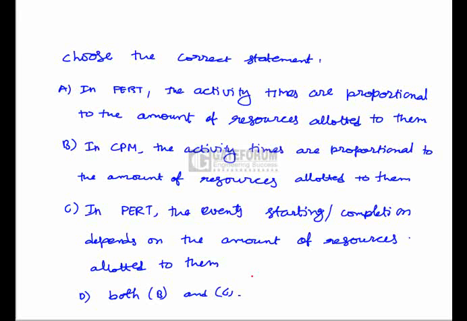Statement. In PERT, the activity times are proportional to the amount of resources allotted to them. In CPM, the activity times are proportional to the amount of resources allotted to them. In PERT, the events starting or completion depends on the amount of resources allotted to them. And the option D is both B and C. So here the right answer is B. In CPM, the activity times are proportional to the amount of resources allotted to them.